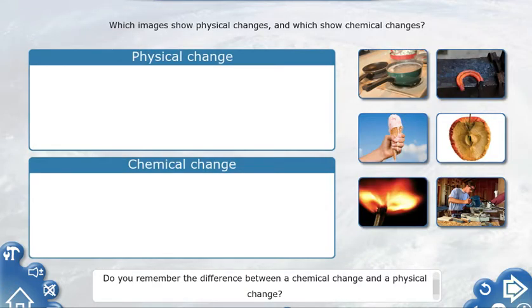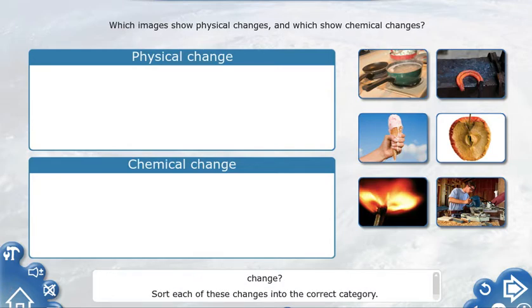Do you remember the difference between a chemical change and a physical change? Sort each of these changes into the correct category.